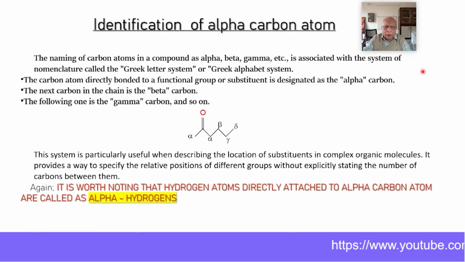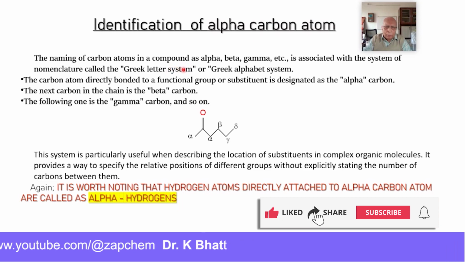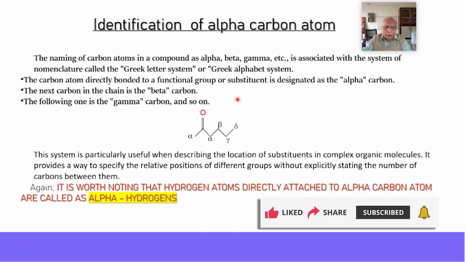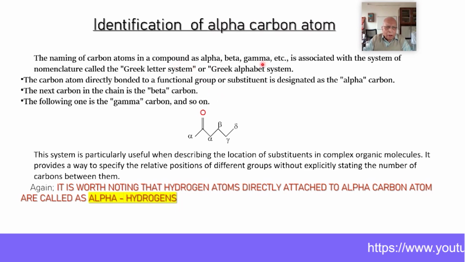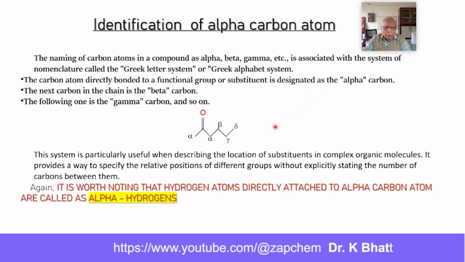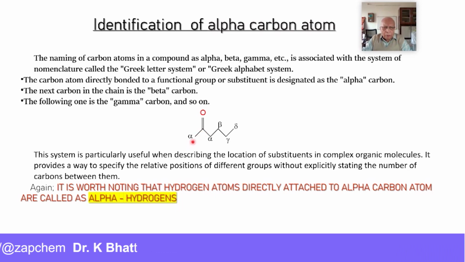We have to identify the alpha carbon atom. Well, what is an alpha carbon atom? There is a system of nomenclature for designating carbon atoms with respect to the functional group in a carbon chain or ring, known as the Greek alphabet system. Accordingly, the closest or nearest carbon to the functional group is termed alpha. It is identified as alpha.